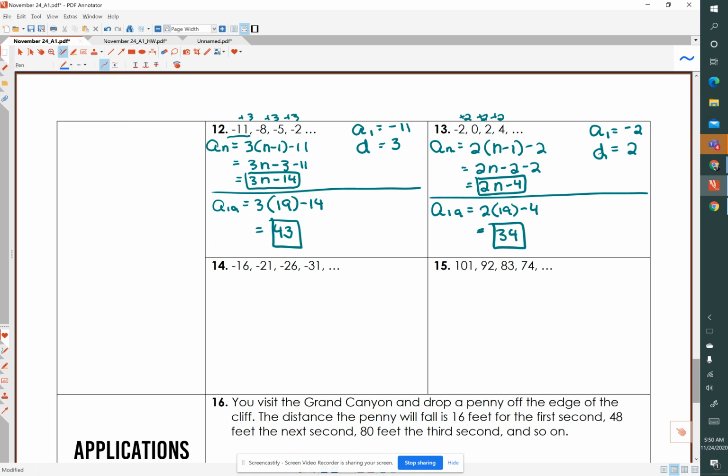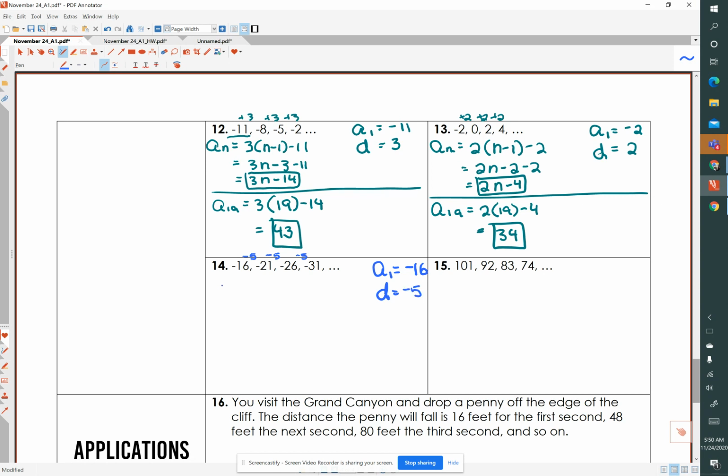Let's change our color a little bit. Okay, number 14, our first term, our a sub 1. Let me write that a little more neatly. Our a sub 1 is -16, and our common difference looks like -16 and -21. We're subtracting 5, -21 to -26. We subtract 5, -26 to -31. We subtract 5. So our common difference is -5.